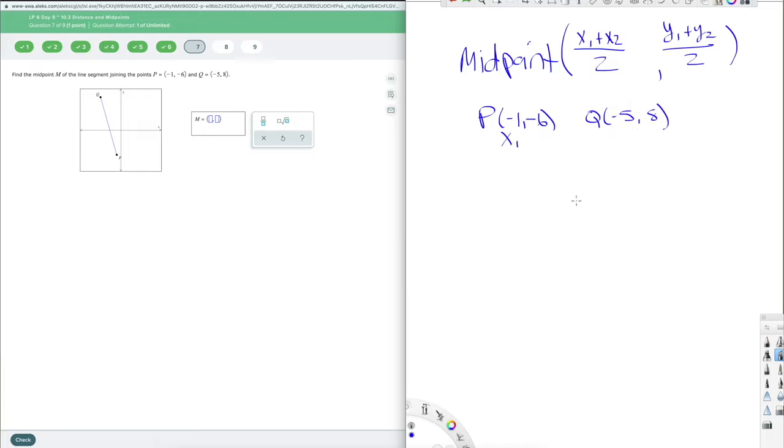Could I say that this is point 2 and this is point 1? Yes, I can. The main thing is once I decide which one is point 1 and which one is point 2, I have to keep that consistent for the entire problem. So I can't say, to find my x's, that this is point 2 and this is point 1, and then when I go to my y's, I flip it and go point 1 and point 2. That's going to change some of my signs and change things a little bit.